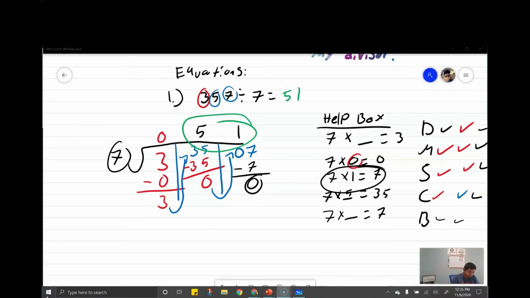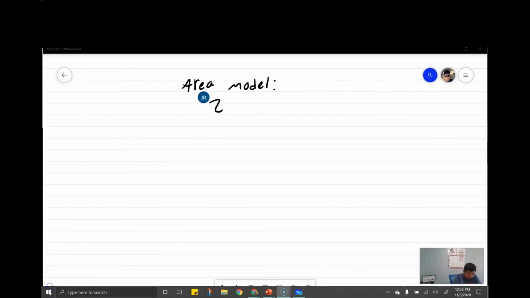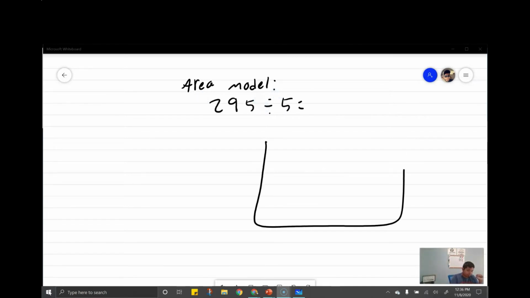Next way is called the area model. Okay, and we're going to do 295 divided by 5, okay? Alright, so with the area model, kind of like the other ones, we're going to draw a box. Okay, and divide this by 3 because my dividend has how many digits? 3, good. And actually, we're going to move this down if we can. There we go, perfect.